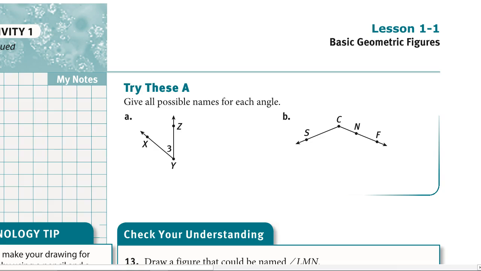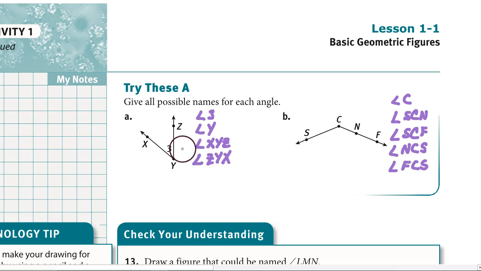Here are some try these questions, so I'll pause the video and give you a moment to work on these. Here are the answers to the try these questions. In question A, this could be angle 3, angle Y, or angle XYZ, or ZYX. Notice in both cases of using the 3 letters, the letter Y, the vertex, is the middle letter of the 3.